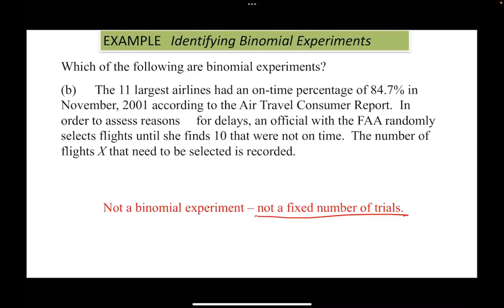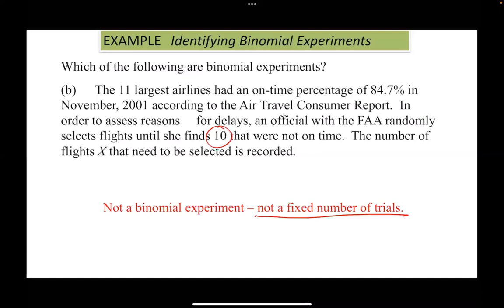We don't have a fixed number of trials. They kept selecting flights until they got 10, so we don't even know the number of trials. They could have had 23 trials. They were looking for 10 successes, and their success in this case was not on time. So they kept going until they had 10 of them. So we don't have a fixed number of trials.